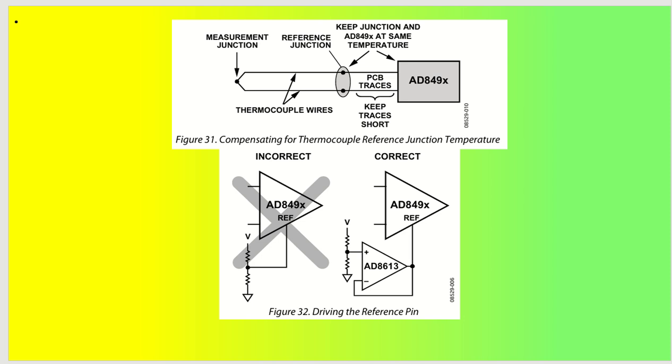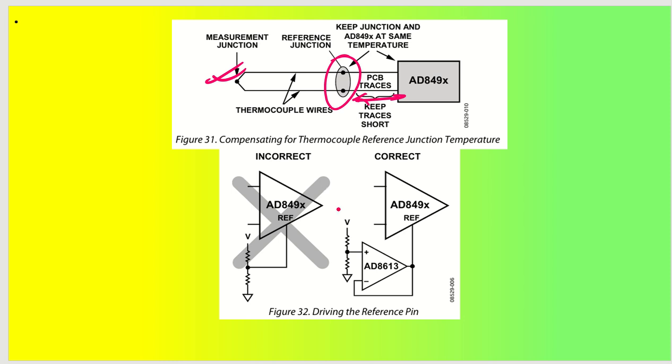Now let us talk about some more connections. This is the measurement junction, and this is the reference junction where my PCB tracing has started. Your aim must be to keep this PCB trace as short as possible, and keep the junction and the IC at the same temperature. If this junction and this IC have to be at the same temperature, you will need to keep the PCB trace as small as possible.